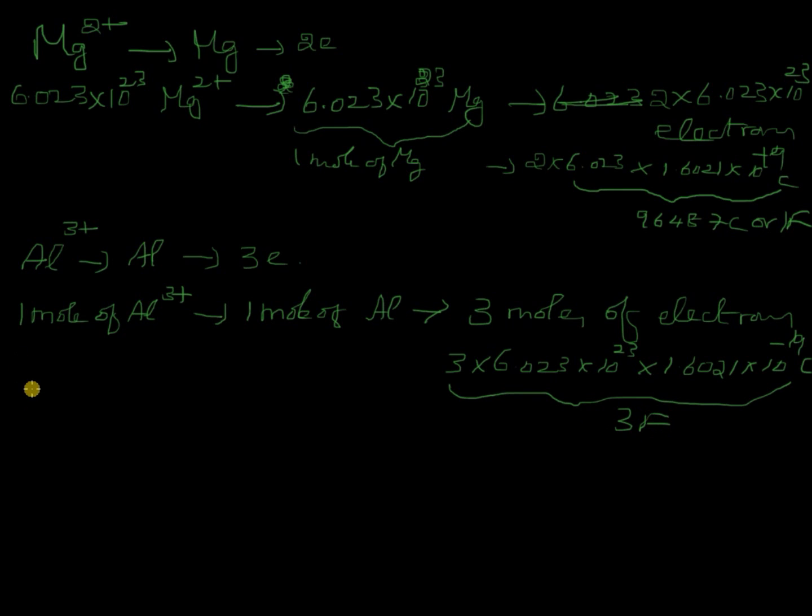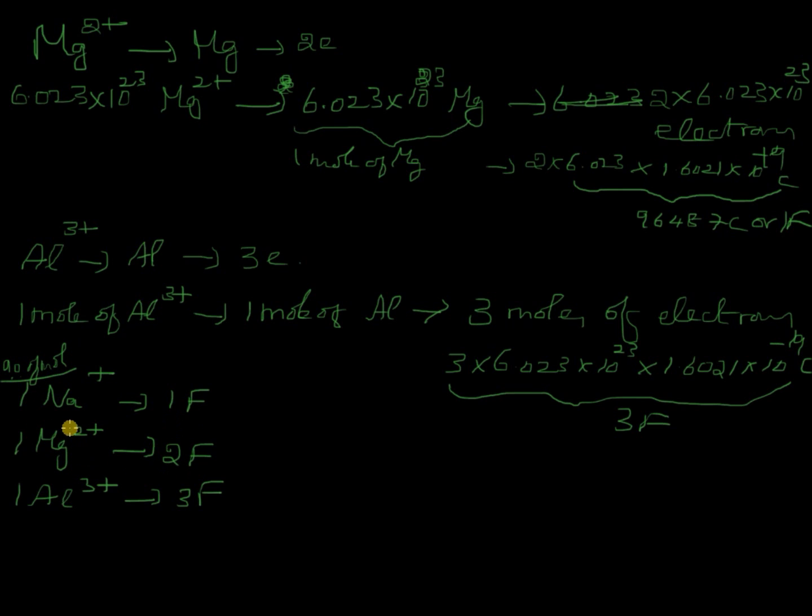So let us sum it up. To discharge 1 mole of sodium ion, we need 1 Faraday of electricity. This is the quantity of electricity. Then to discharge 1 mole of magnesium ion, we need 2 Faraday. We saw here already. And 1 mole of aluminium ion, we need 3 Faraday, isn't it? So these are all moles. Here I will remember, this one is number of moles. 1 mole of each of these ions requires NF coulombs of charge or electricity.